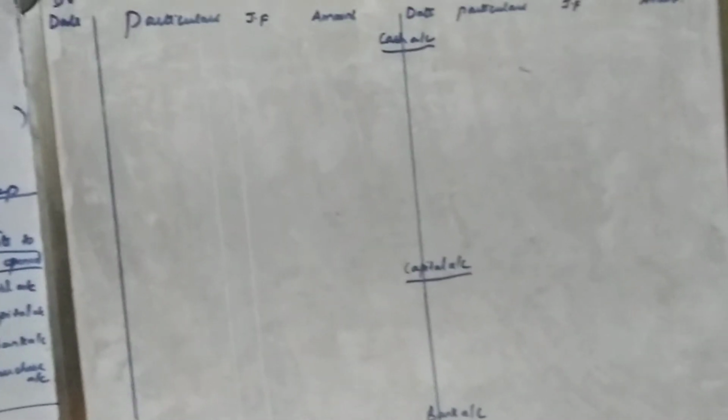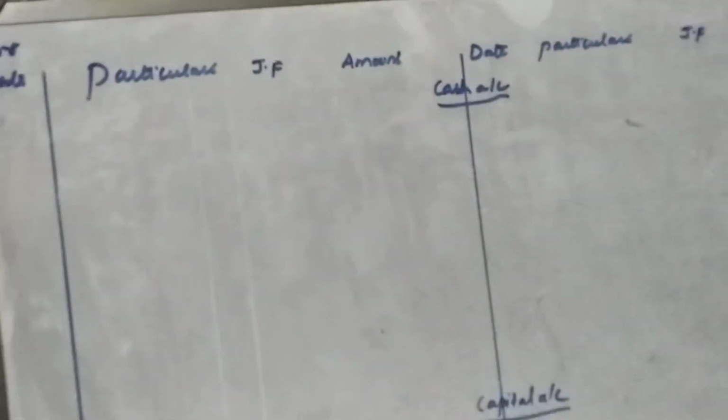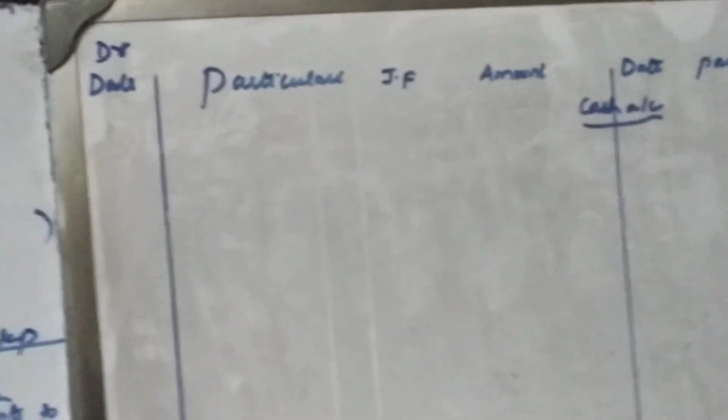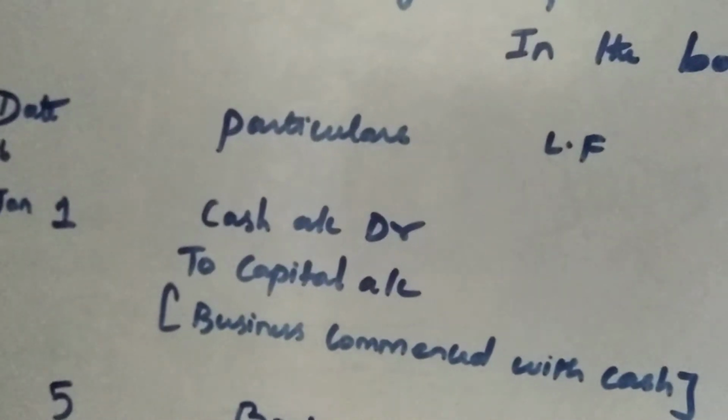So after making the list of accounts, we will be opening these accounts as per your list. Leave enough space for each account. And then we will start posting those accounts into ledger. So better be careful, just listen carefully. What is the first entry? Cash account debtor to capital account.